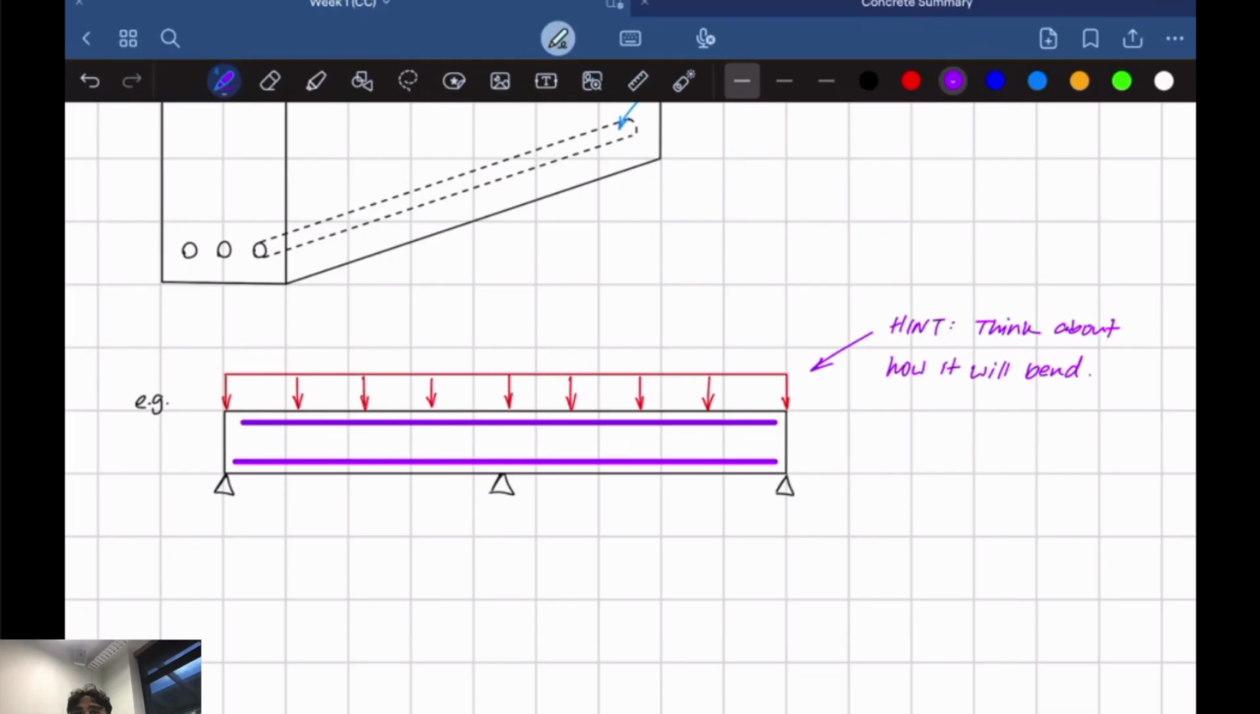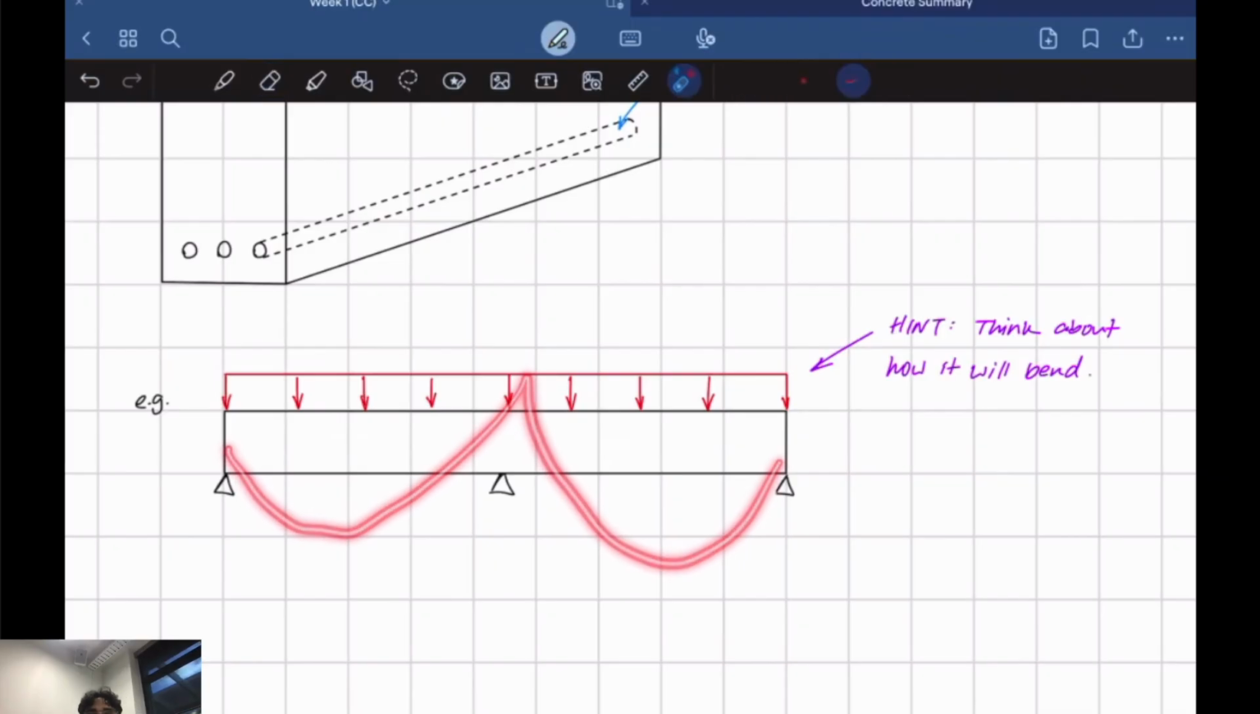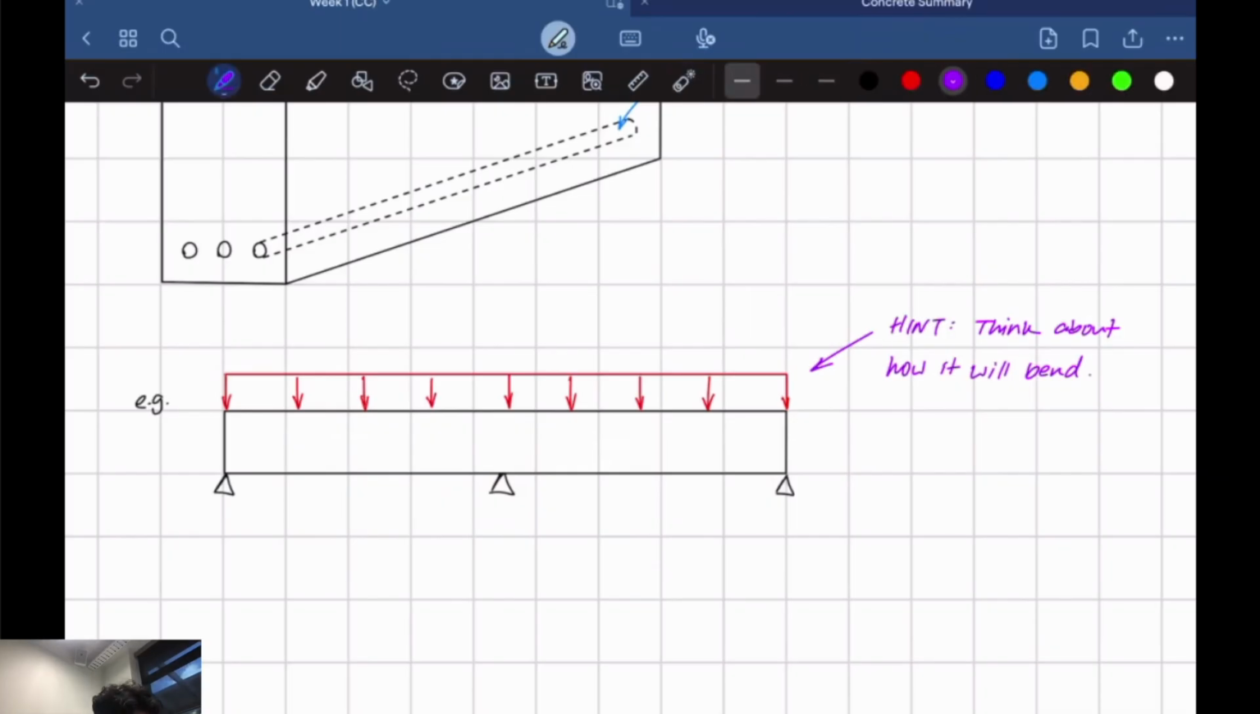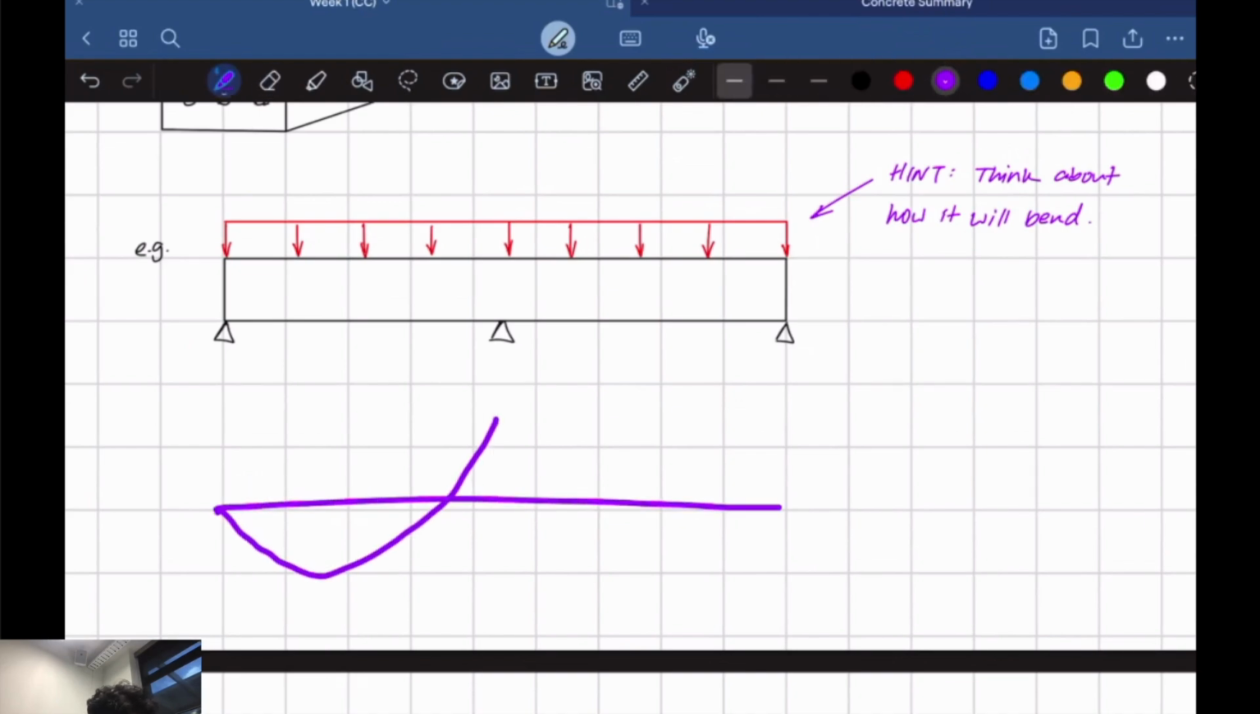Anyone else? Are you asking how to arrange the steel bars? Yeah. So if you think about how it's bending, it's gonna bend like this, like that, sort of, because of the support. If you know how to draw the BMD, the BMD itself would look like this. Don't worry about the end part.